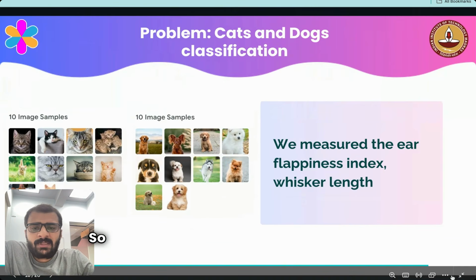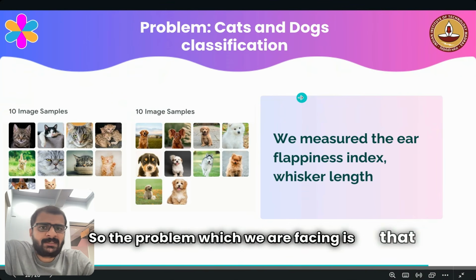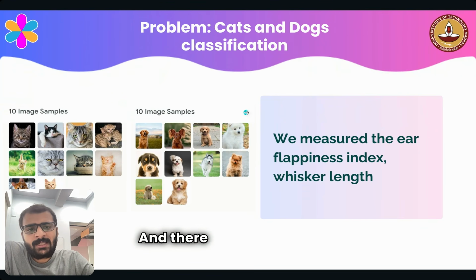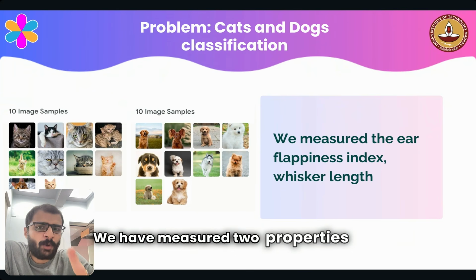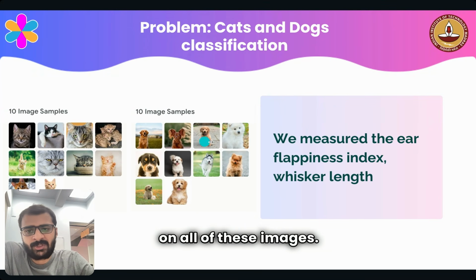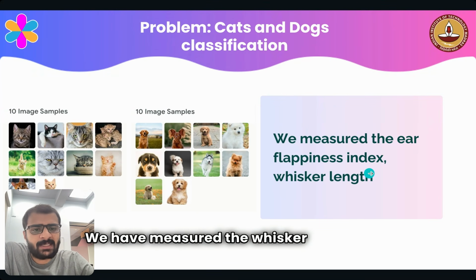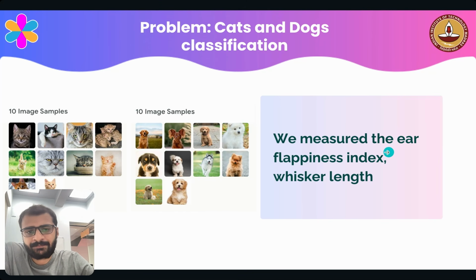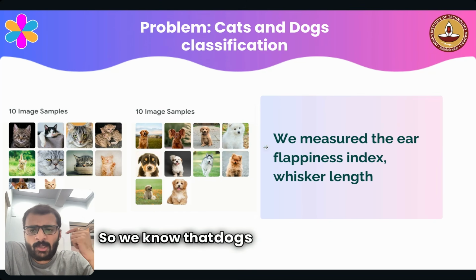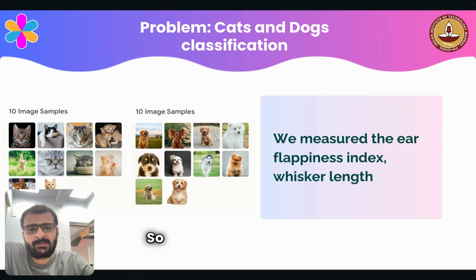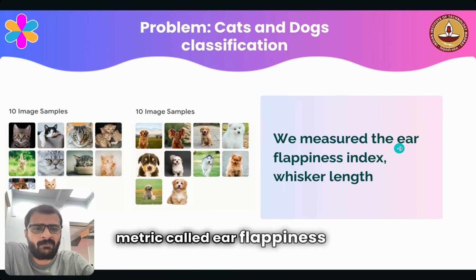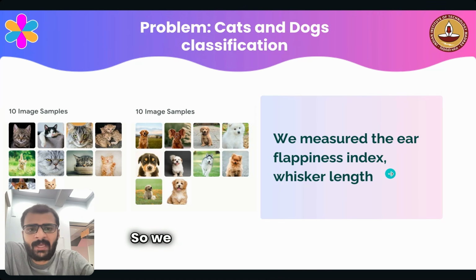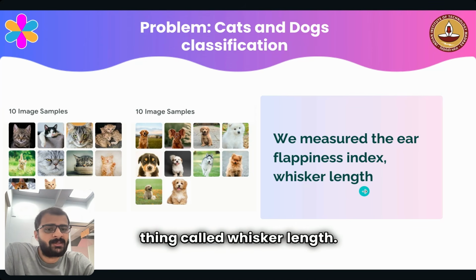So, the problem which we are facing is that we have to identify between cats and dogs. And there is one more thing, we have measured two properties based on all of these images. We have measured the whisker length and we have measured the ear flappiness index. So we know that dogs have flappy ears. So we have constructed a metric called ear flappiness index. And we know that cats have longer whiskers. So we have measured another thing called whisker length.